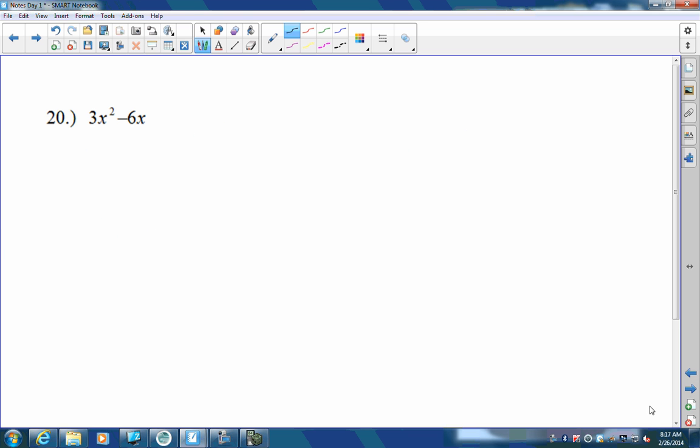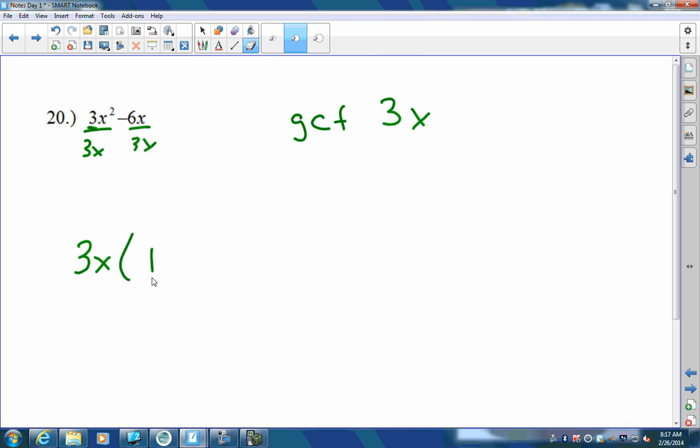Number 20. This one should be a lot easier because when I look for my GCF, first off, I take the smallest number, 3. Does 3 go into 6? Yes. Now, I have x's in both of them. So it's got to be an x, and my smallest exponent is a 1. So now I have 3x parentheses. Divide a 3x out of each term. 3 divided by 3 is 1. I can put the 1 or I don't have to. I'm not going to put it this time.